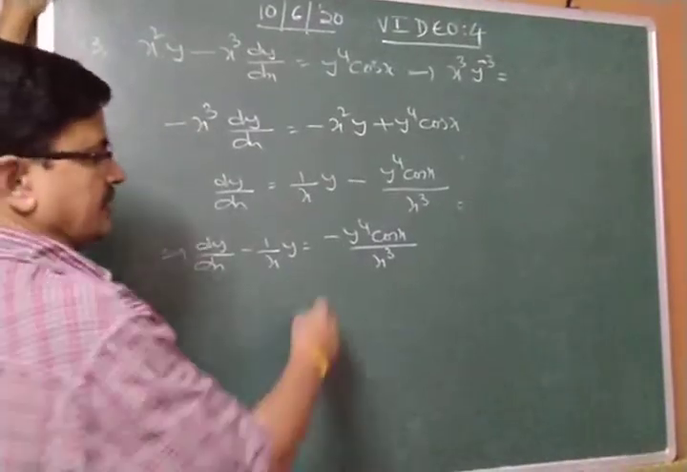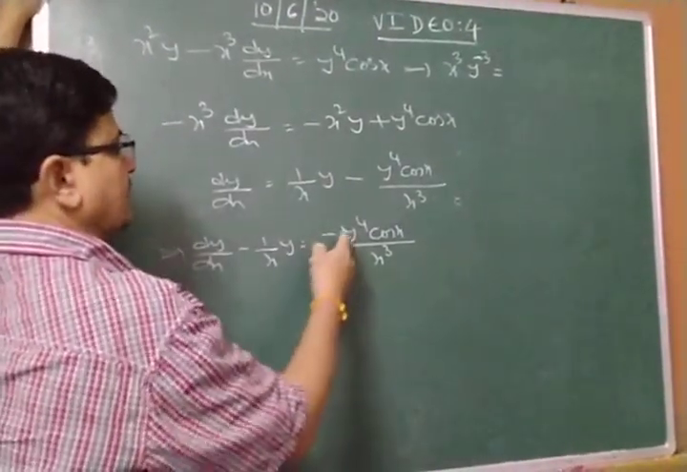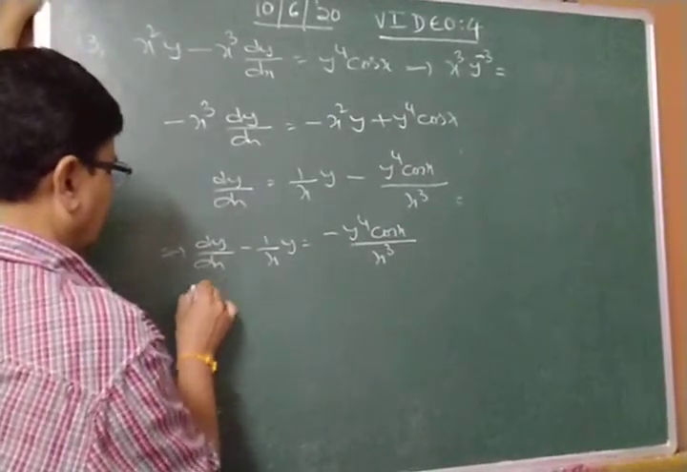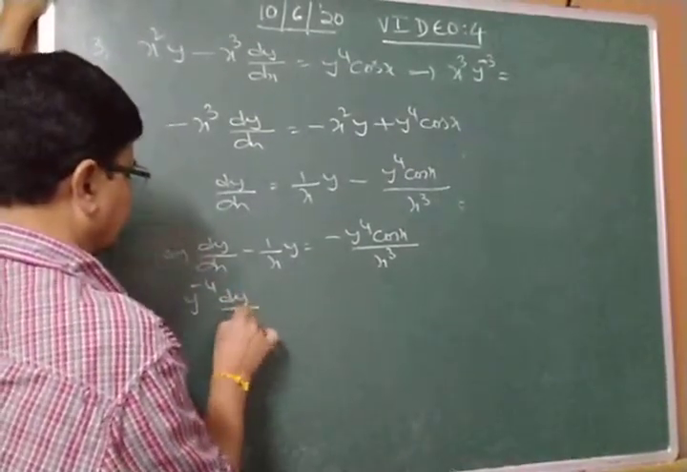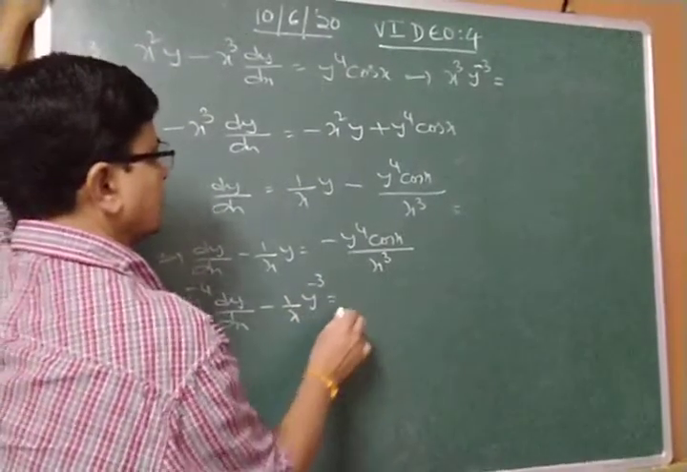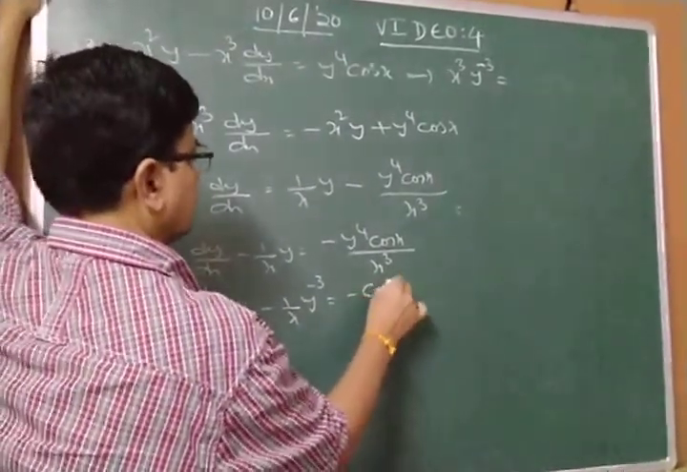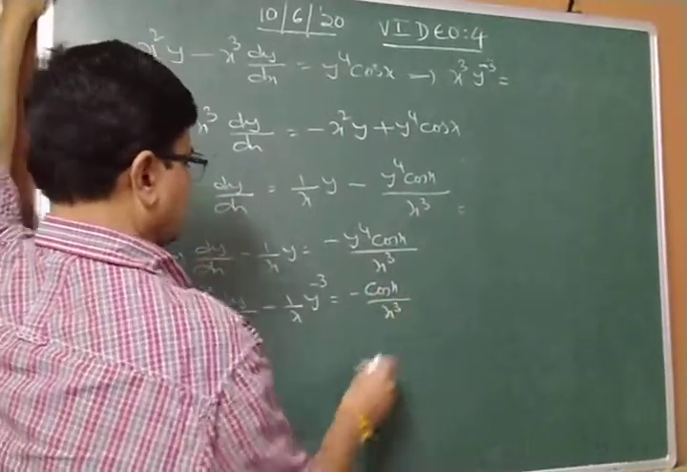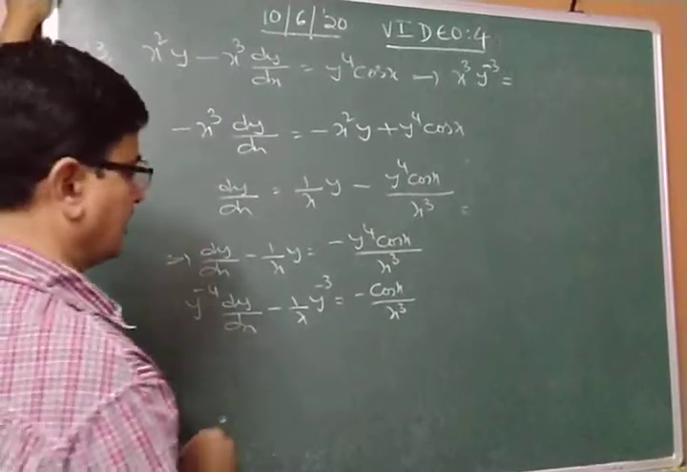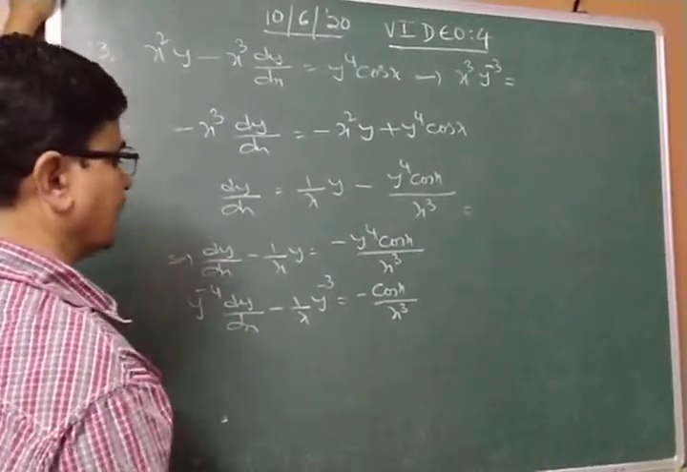Now this can be converted into a standard form. So that's why dividing on both sides by y power 4. So y power minus 4 dy by dx minus 1 by x into y power minus 3 is equal to minus cos x by x cube. This is of the form Bernoulli's.